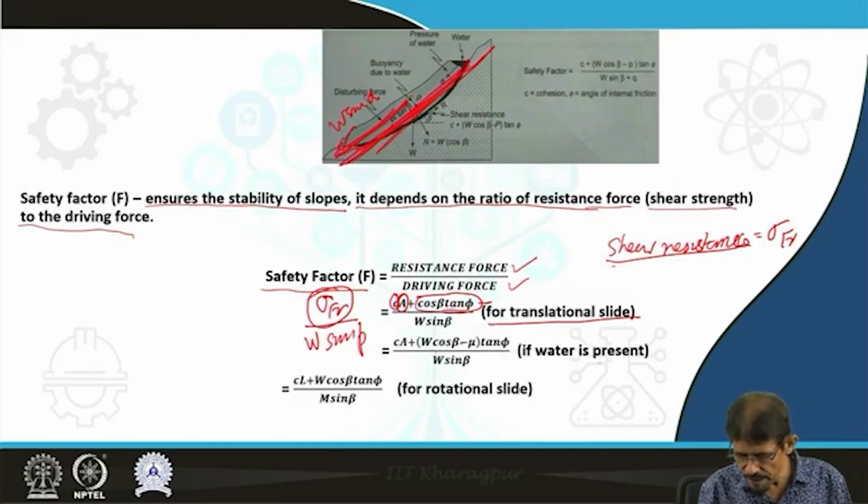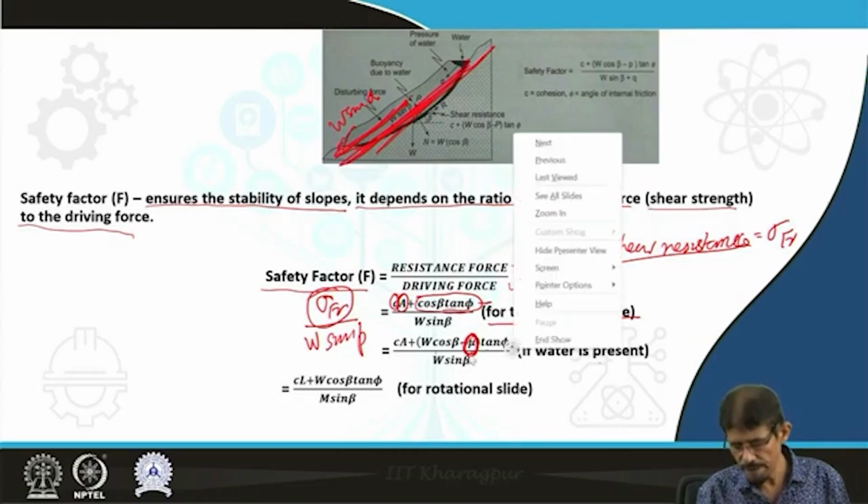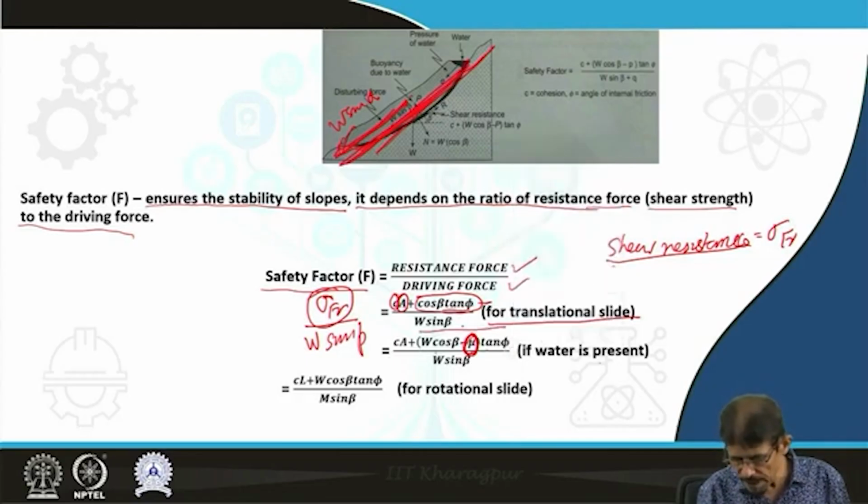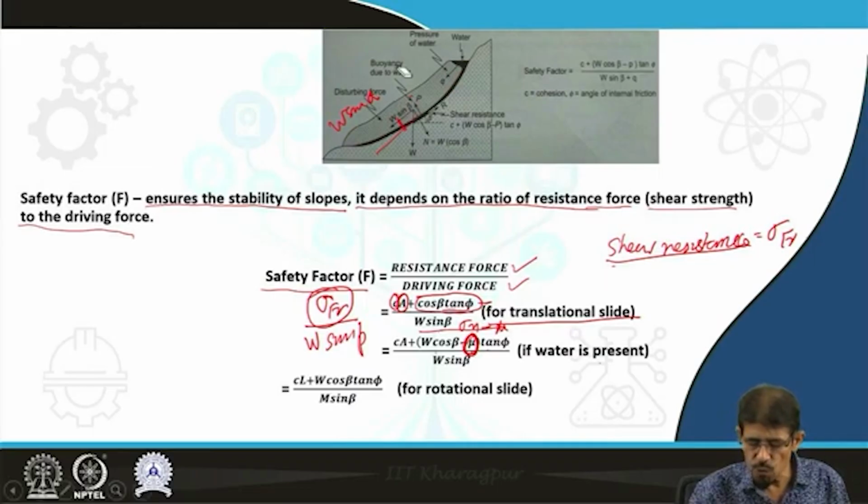So only here we are going to W cos beta minus simply minus U, and then tan phi. This represents normal stress, and in normal stress we are going to reduce by the pressure caused by water. If the water is present here, it can push this zone up on one side, and on the other side it is going to lubricate this contact and make the frictional resistance less.